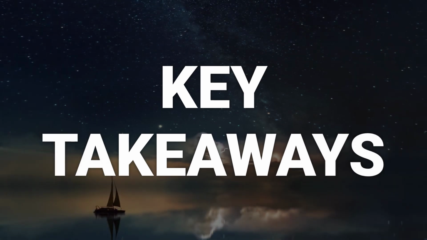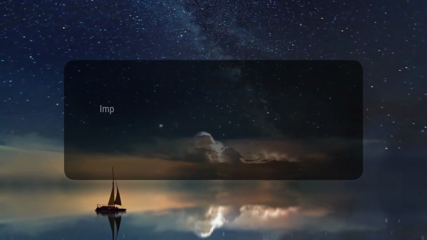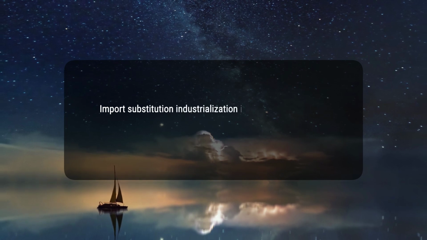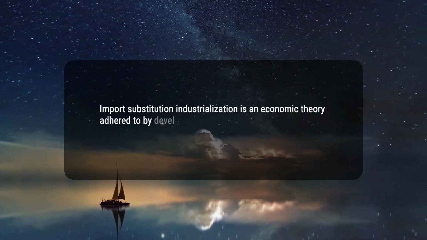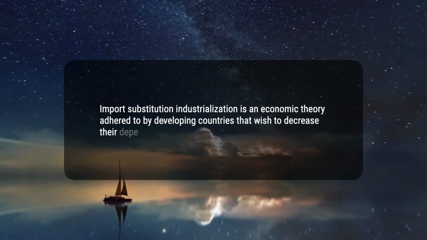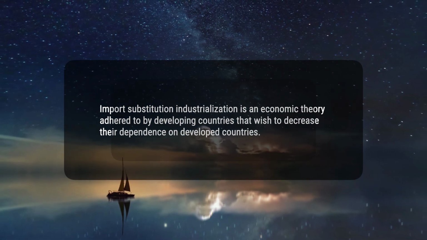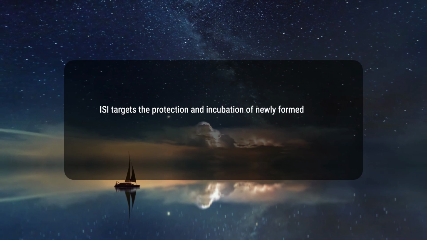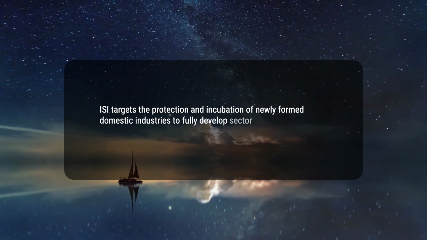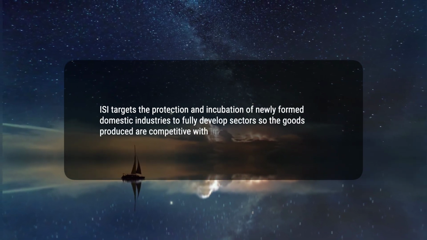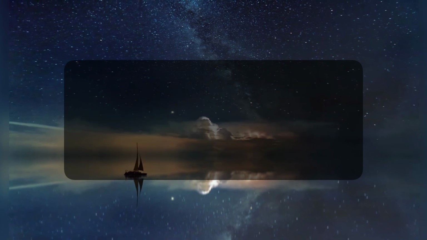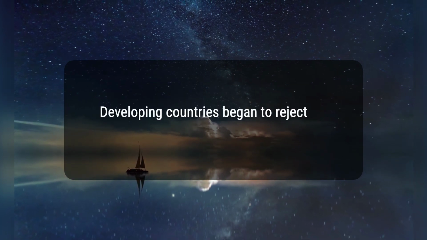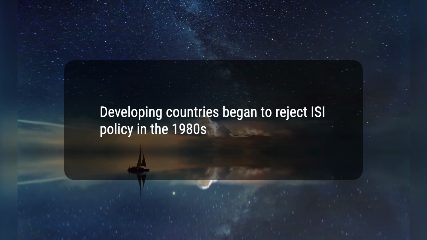Here are three key takeaways. 1. Import substitution industrialization is an economic theory adhered to by developing countries that wish to decrease their dependence on developed countries. 2. ISI targets the protection and incubation of newly formed domestic industries to fully develop sectors so the goods produced are competitive with imported goods. 3. Developing countries began to reject ISI policy in the 1980s and 1990s.